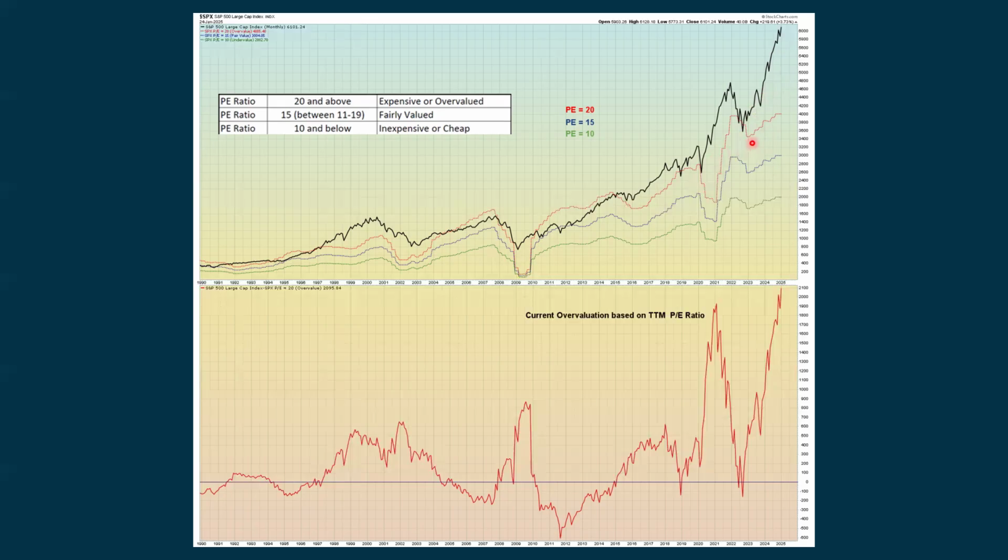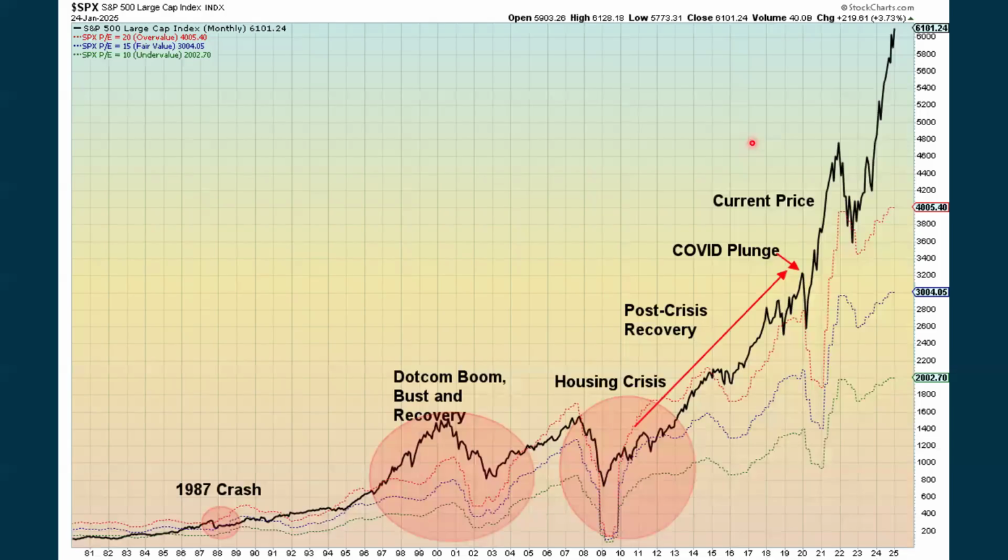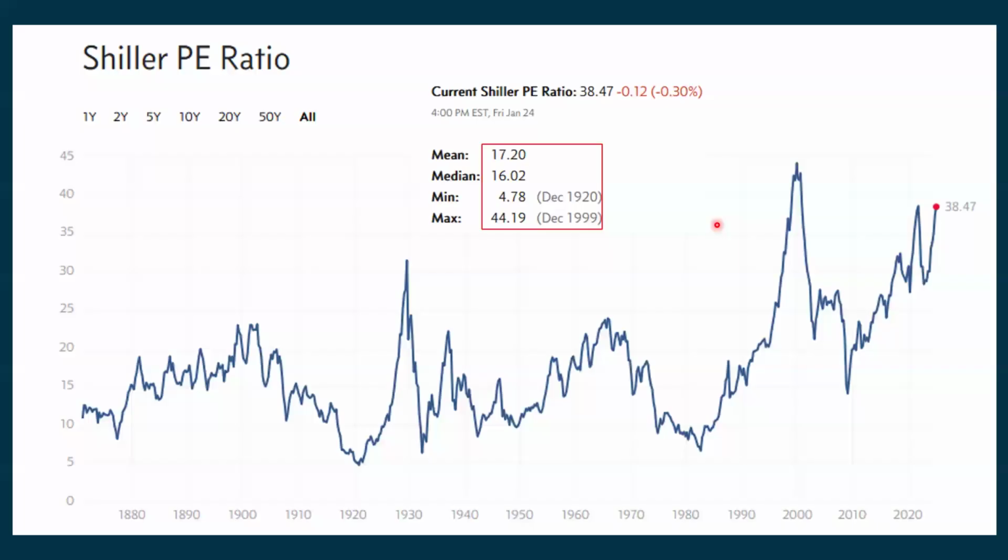Now, a lot of people kind of freak out over that and they call the market overvalued, but we don't use this as a timing mechanism. We just use it more for information. Also, that same basic chart is plotted with different events that have happened and then what the valuations were at that time.